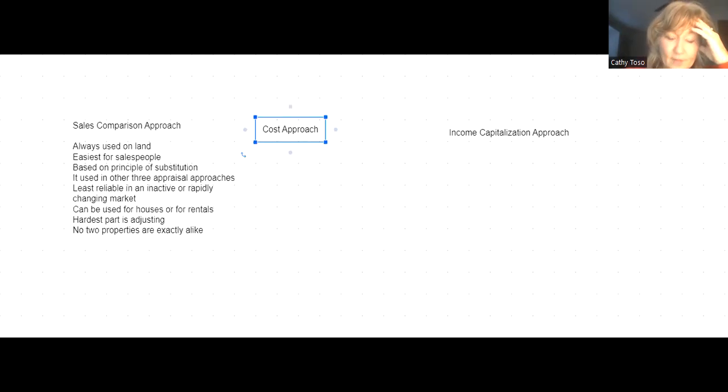The cost approach. The cost approach is always used on special purpose properties: churches, schools, community centers, hospitals. There's 2 different types. There is the replacement cost, which is the cost to build a new one with similar utility. And the reproduction cost is the cost to build a replica.